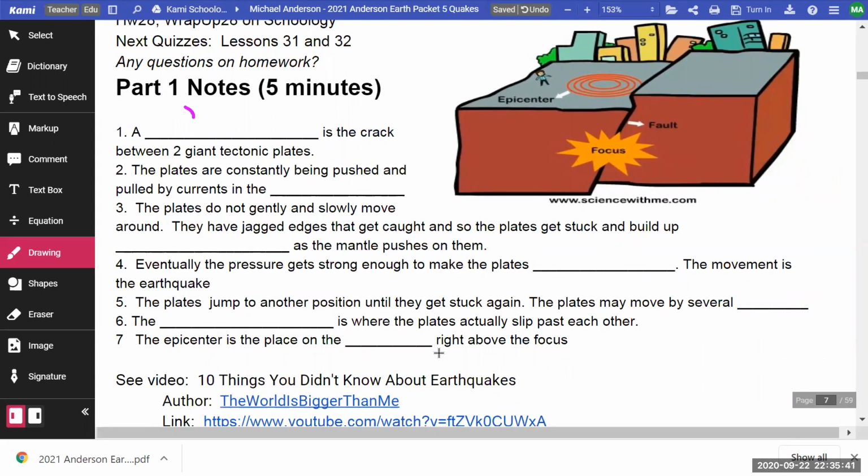A fault is the crack between two giant tectonic plates. The plates are constantly being pushed and pulled by currents in the mantle. The plates do not gently and slowly move around. They have jagged edges that get caught, so the plates get stuck and build up pressure or stress.